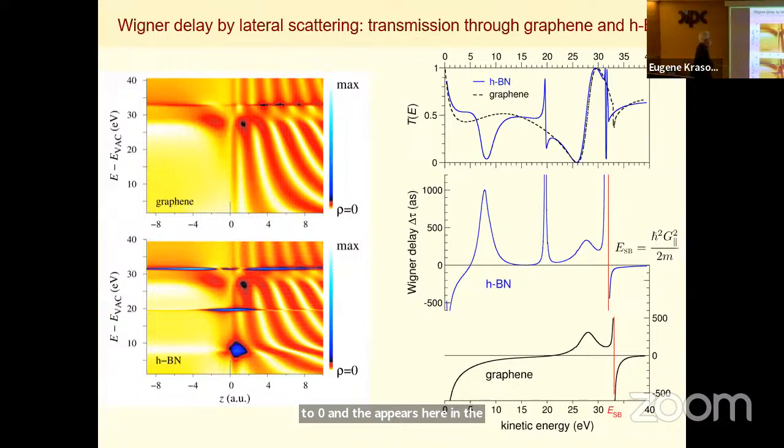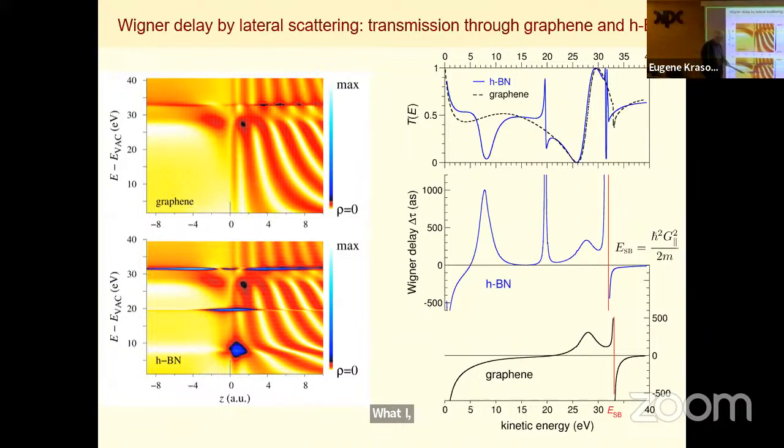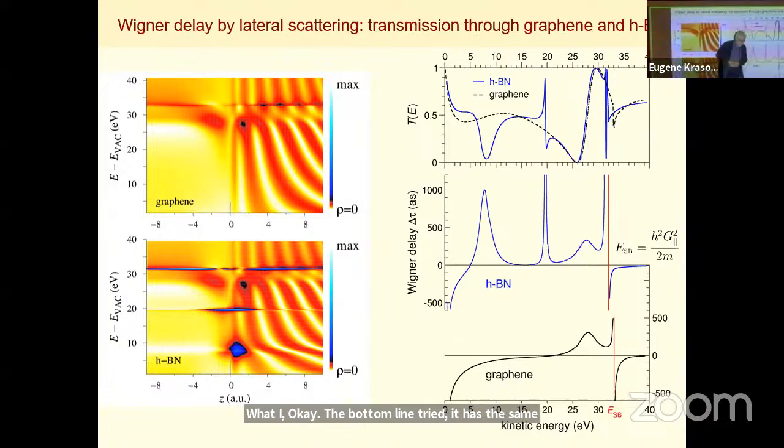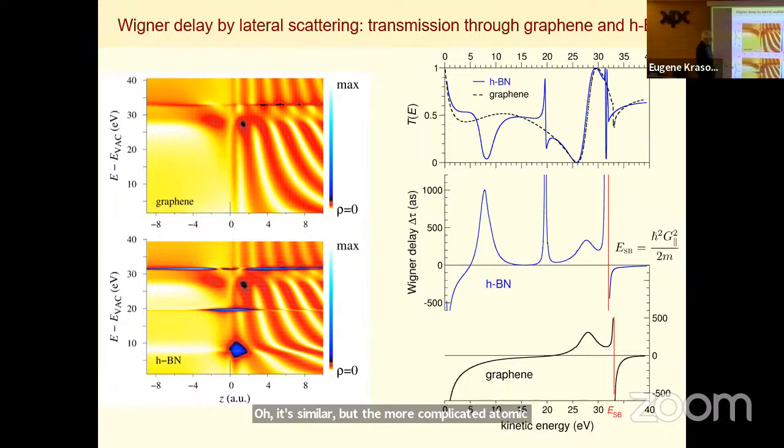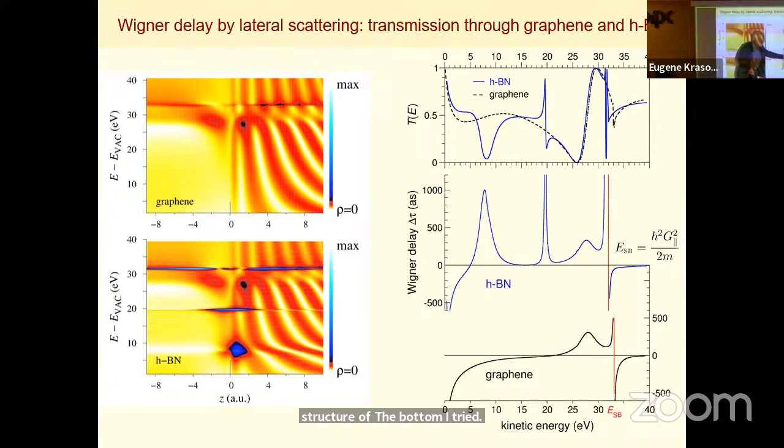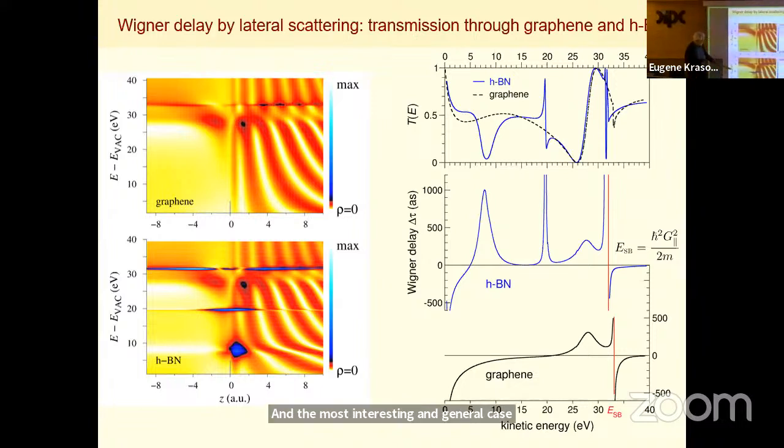So that's what it looks like in the density distribution curve maps. So this is the end resonance, what I just mentioned for graphene. And in the boron nitride, it has the same shape, and also the shape of the corresponding structure in the transit time is similar, but the more complicated atomic structure of the boron nitride gives rise to these 2 resonances, which are reflected here. And the most interesting and general case is this energy at which the secondary beams emerge, and at which the transit time becomes negative. So the electron sort of moves back in time.